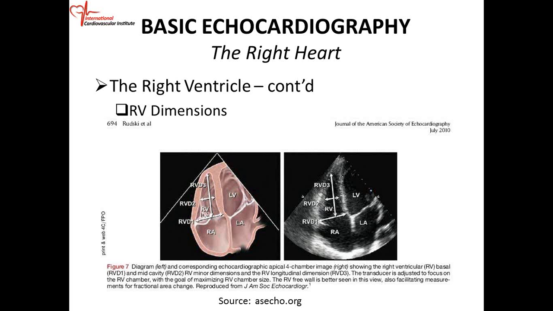Now, when we're doing the apical four chamber view to look at the right ventricle, we have to do a right ventricular view. We have to do a view that brings out the right ventricle. So it's a little modified view from the normal apical four chamber view. We usually call it a right ventricular focus view.